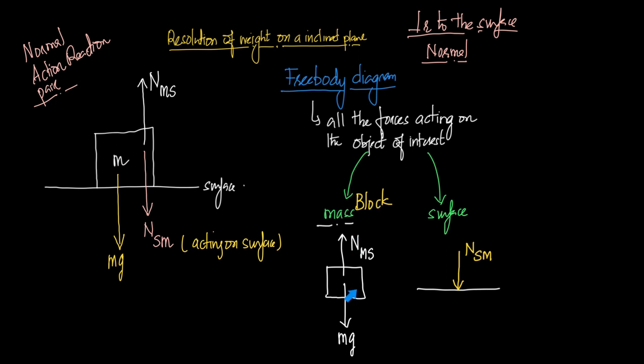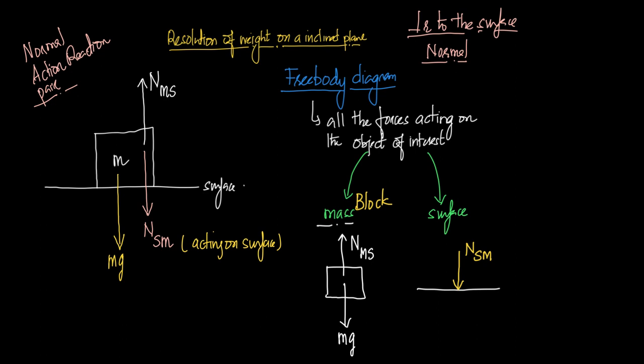There are two components. One is the weight, which is acting downwards, and the other is the normal reaction acting on the block due to the surface, acting upwards. And when we consider the surface, how many forces are acting? There is only one force acting on the surface. So this is the concept behind the free body diagram and the forces acting on a block.